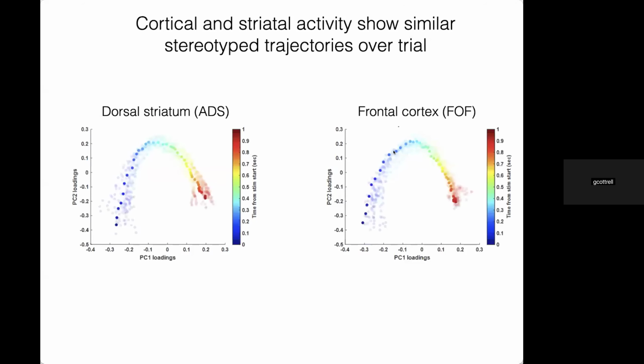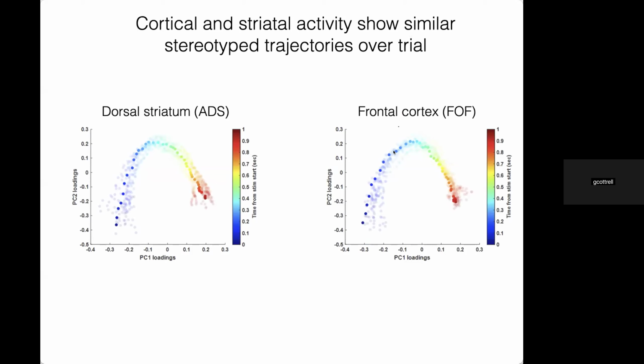Okay, so the first thing we find, and I'm just going to run you through some of our conclusions, is that, so this is a dimensionality reduced picture of activity in both the striatum and frontal cortex as animals do the task. Over here, this is while they're integrating evidence. They start blue, go to red. And you find these smooth, relatively stereotyped trajectories, pretty dynamic. It's changing over time. It's not a fixed point, but pretty stereotyped.